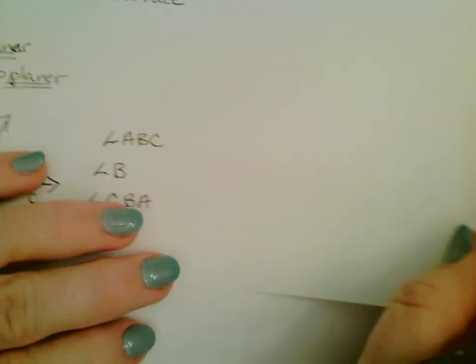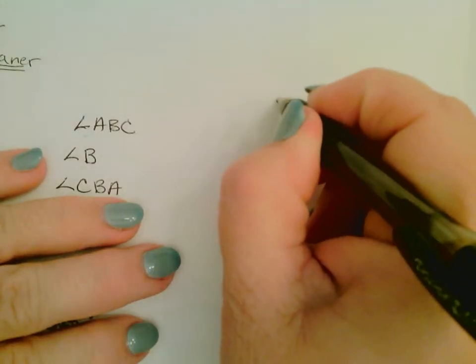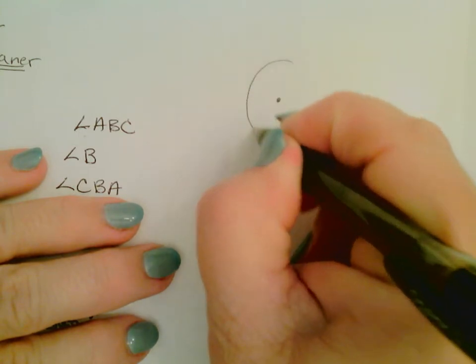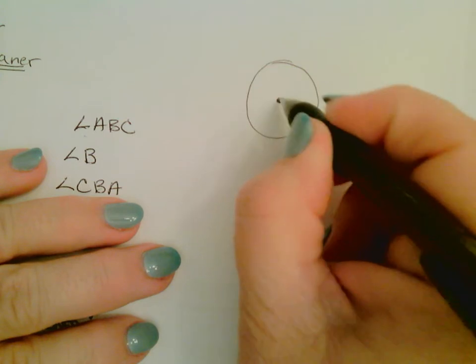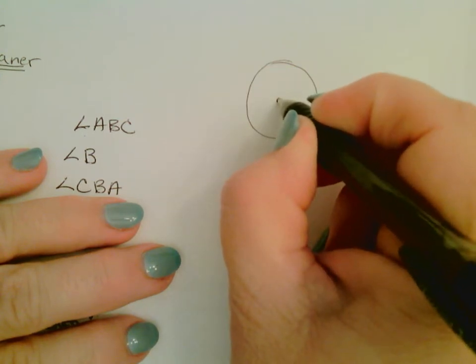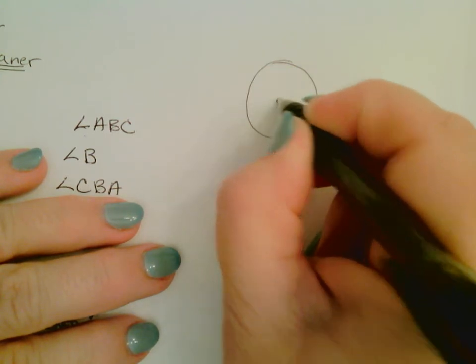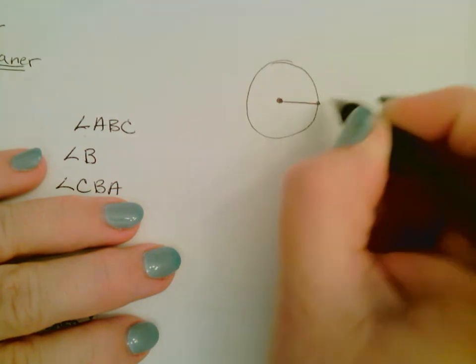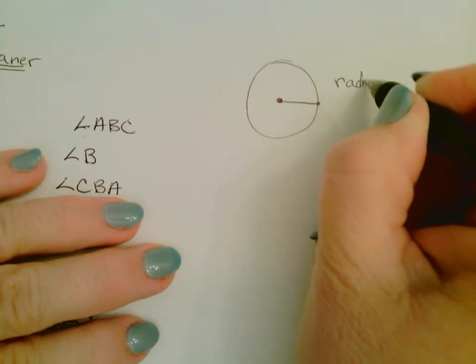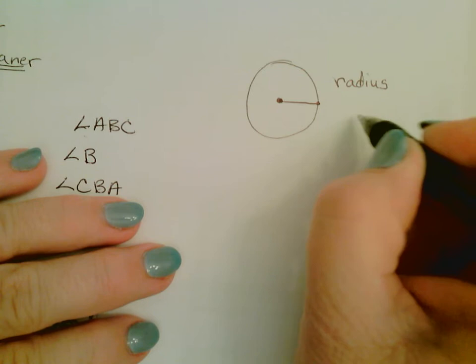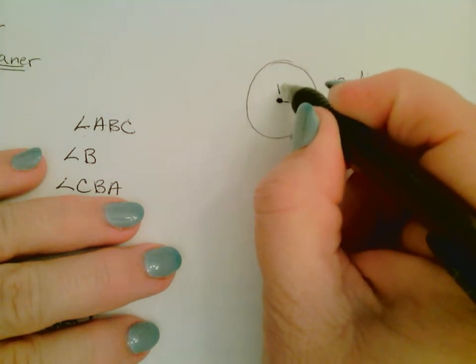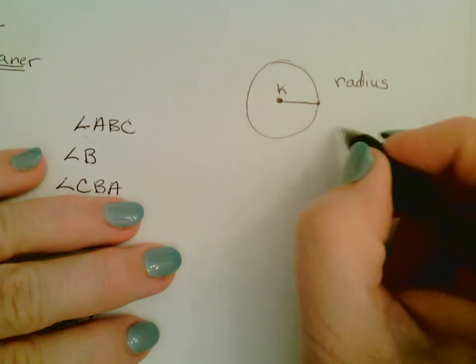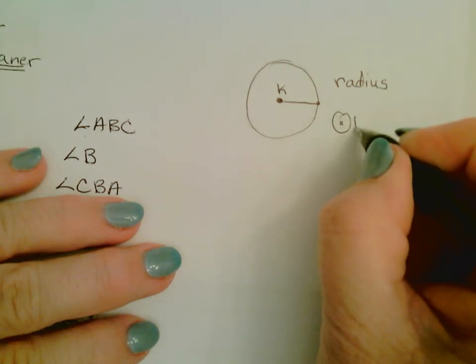And then the last part of the vocabulary lesson is the circle. And it's very important to remember that from the center of the circle to the edge is the radius. This is the circumference. And so if the point was point K right here, this would be called circle K.